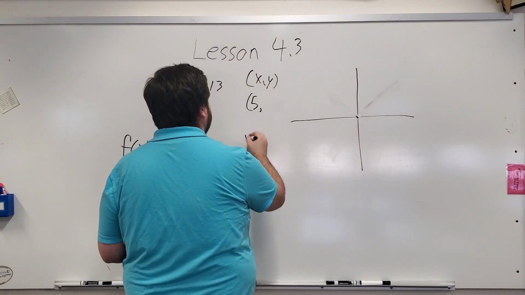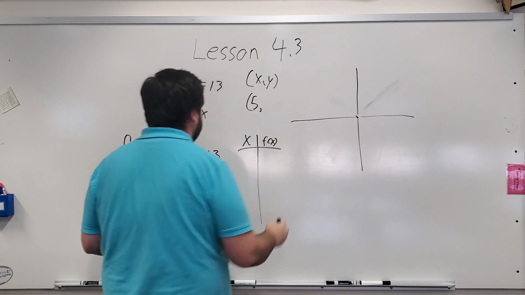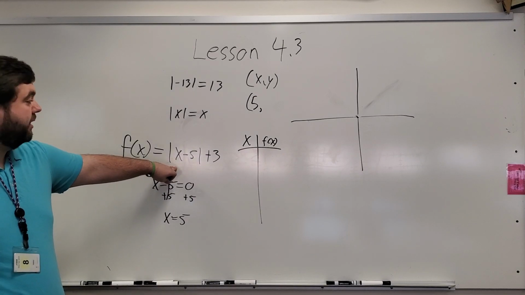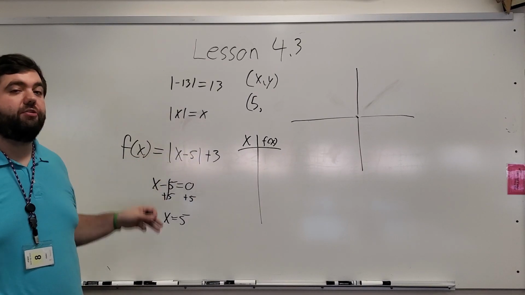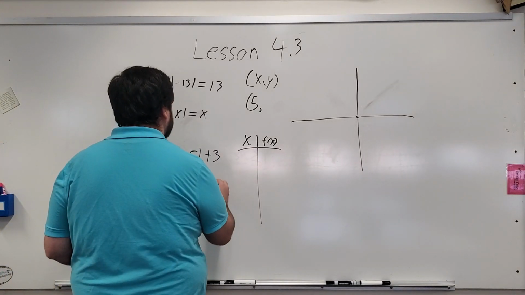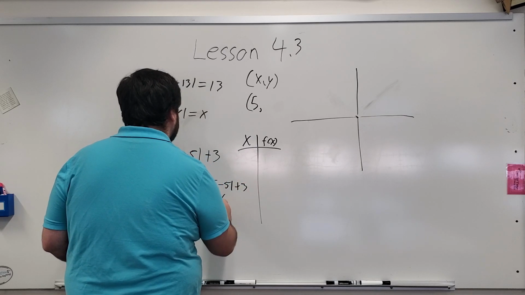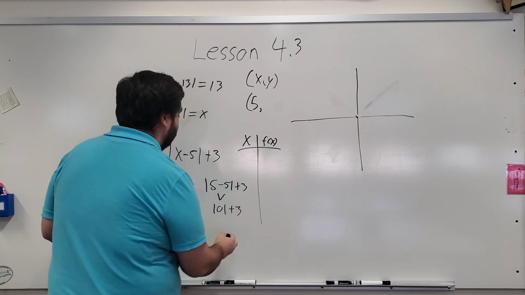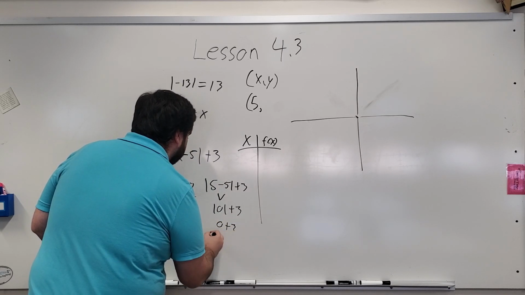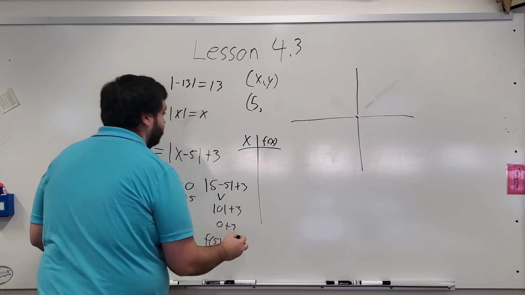I make an xy table. It's really x, f of x. All right? So I plug in 5 to my function. 5 minus 5 is 0. The absolute value, I'll go ahead and do it. 5 minus 5 plus 3, that equals 0. Absolute value of 0 is 0, plus 3. f of 5 equals 3.